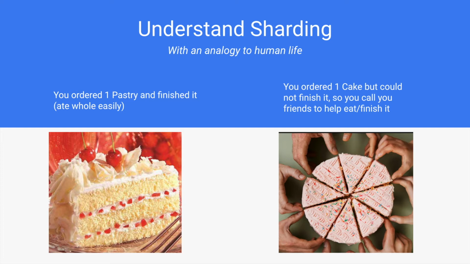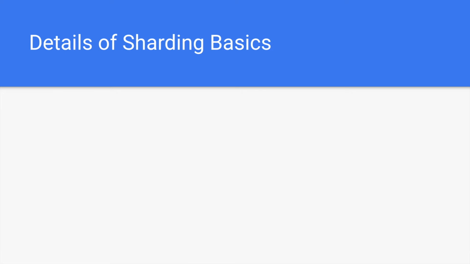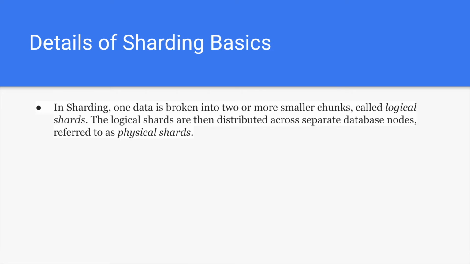So when, let's say, the entire data does not fit, in terms of scale and availability, on a single database, that's when we decide to partition it. In sharding, data is broken into two or more smaller chunks and we call them logical shards. These logical shards are then distributed across separate database nodes and we refer to them as physical shards. So this is the basics of how sharding is done.